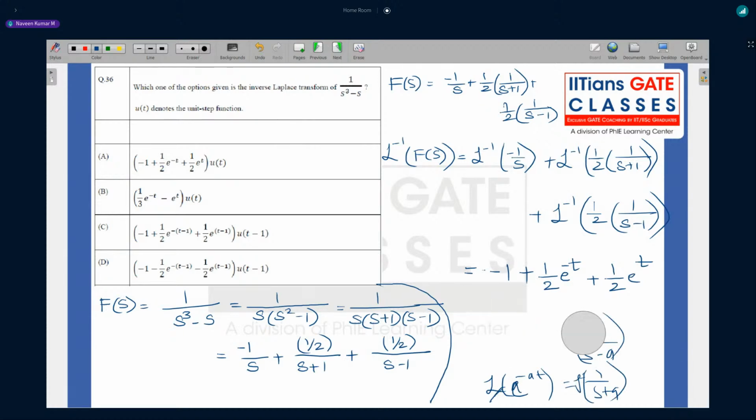Okay. So fine. Just check for the options. Whatever is right, that is the answer. So minus 1. That's it. So this is the answer. Simply A is the answer.